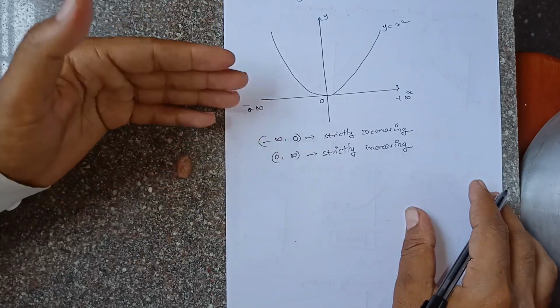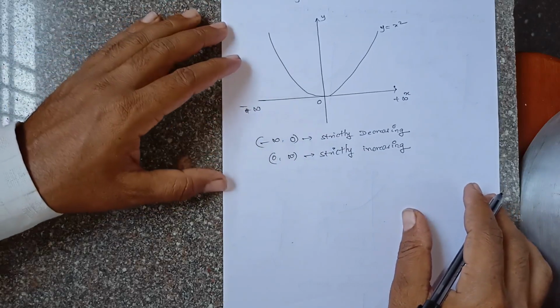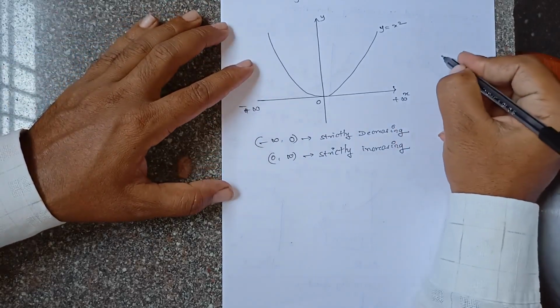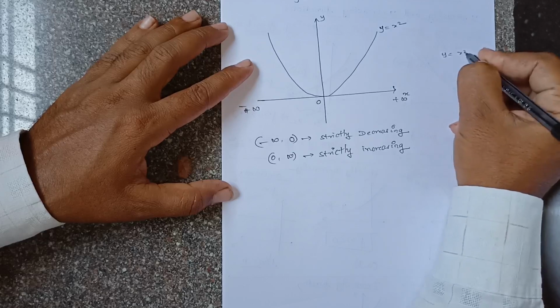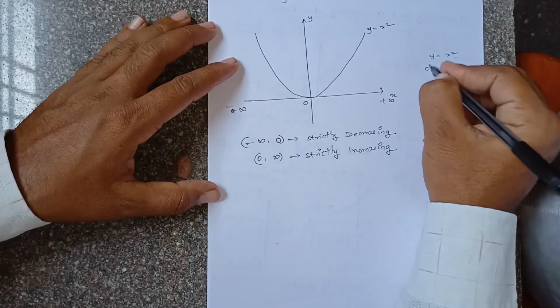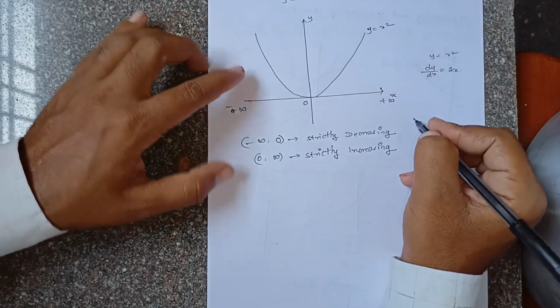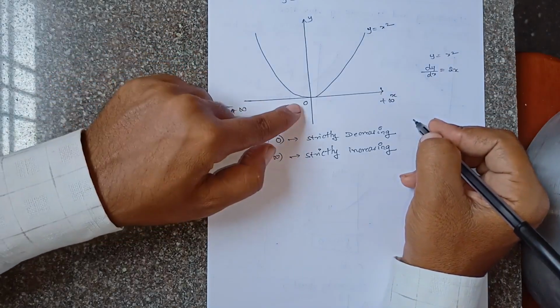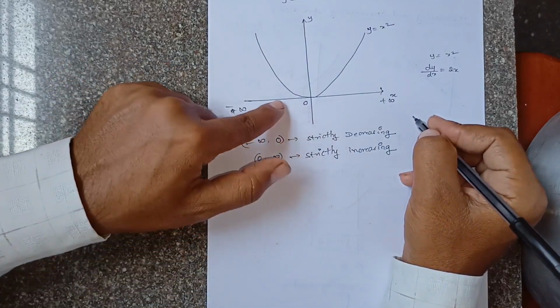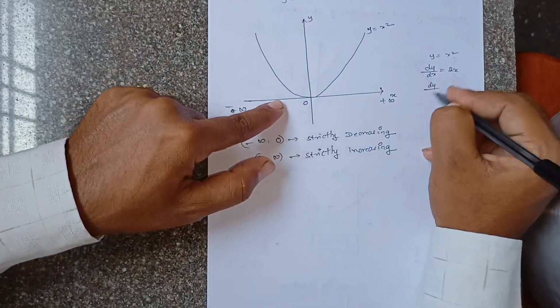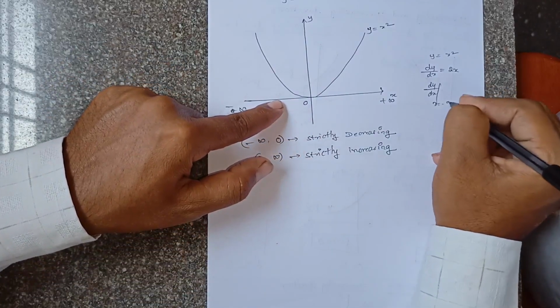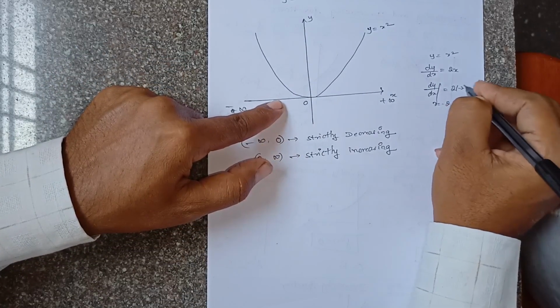If you want to go with the derivative test, we can do the derivative test also. Let me show that. Here y is equal to x square, dy by dx is equal to what? dy by dx is equal to 2x. If you take any point in the interval minus infinity to 0, what is happening here? Let us take the point minus 2. dy by dx at the point x is equal to minus 2 is equal to 2 into minus 2.